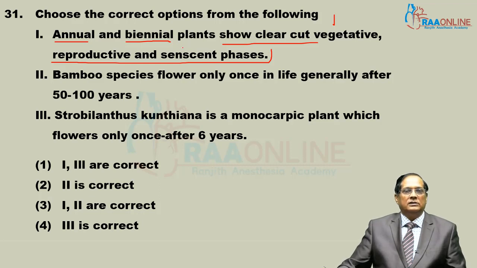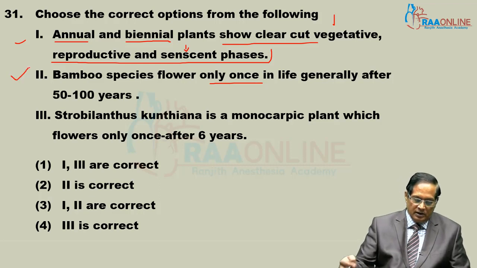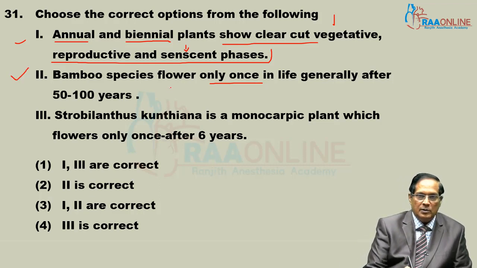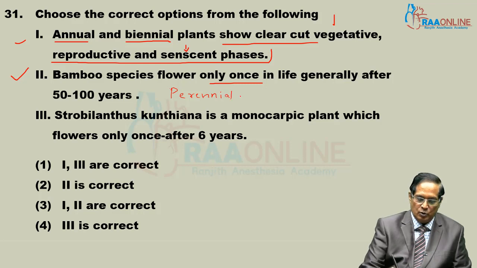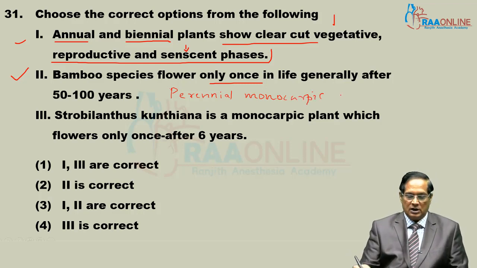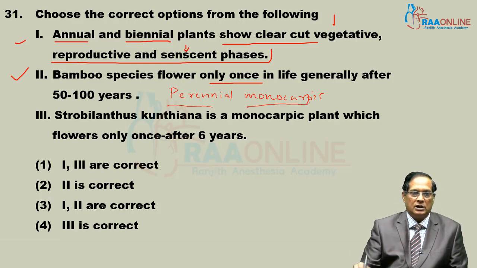Then after flowering, fertilization, fruiting, formation of seed. The plant undergoes the senescent phase. So this is correct one. Bamboo flowers once in its life history, right? It is perennial monocarpic. Bamboo is a good example of perennial monocarpic. Monocarpic plants are those which flower once in their life cycle. Perennial but monocarpic.